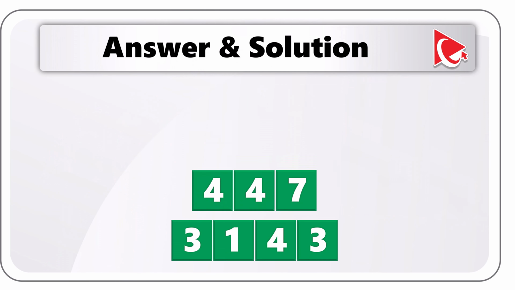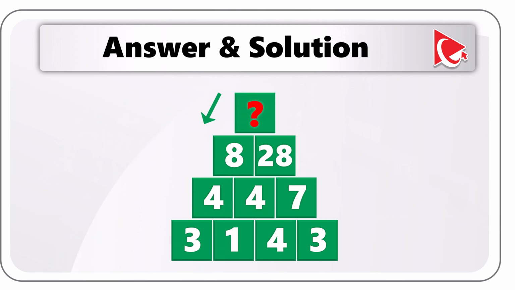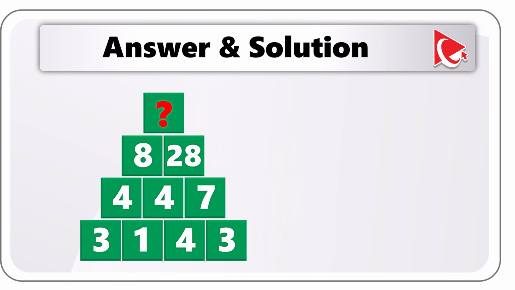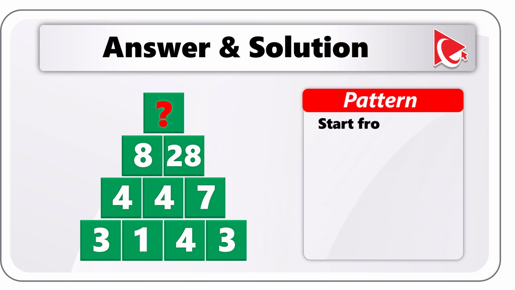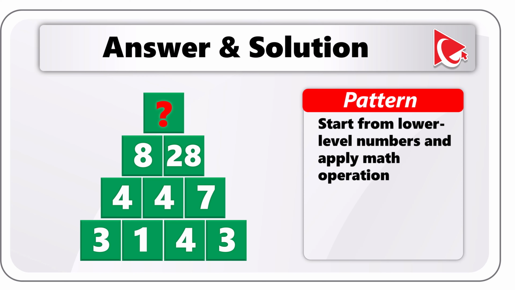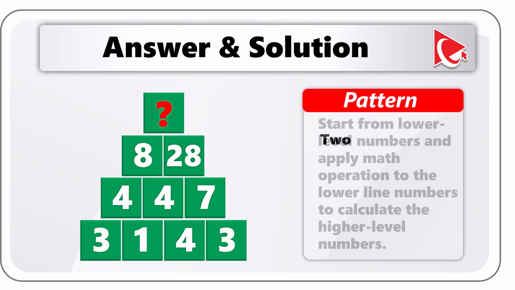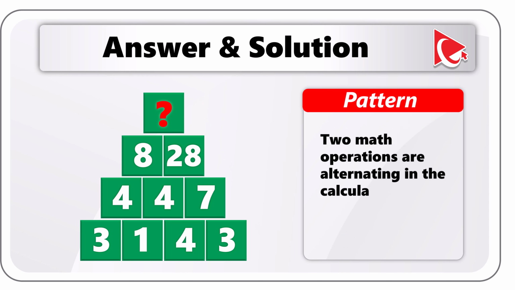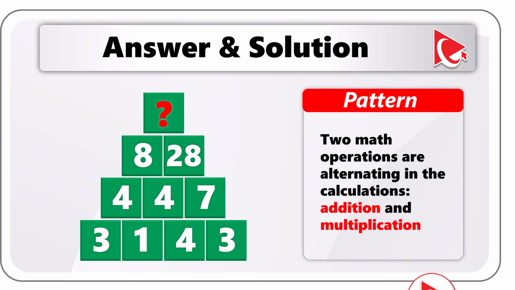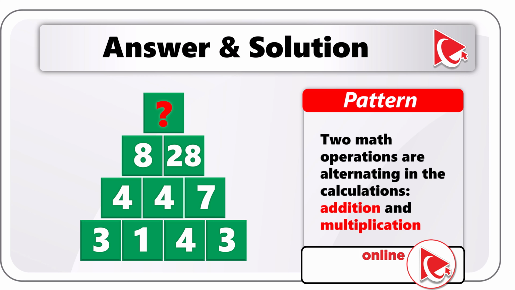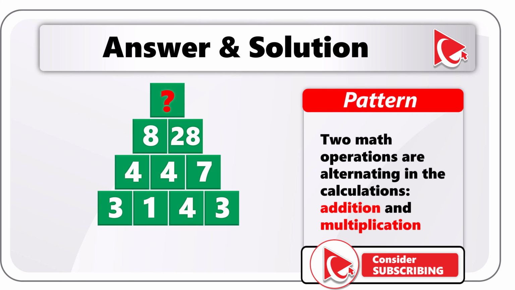Remember how I presented the information to you? I started from the top and went to the bottom. But in fact, you need to start from the low-level numbers and apply math operations to the low-level numbers to calculate the higher-level numbers. To confuse you even more, there are 2 math operations alternating in the calculations, addition and multiplication. Let's look at the example so you get better understanding.